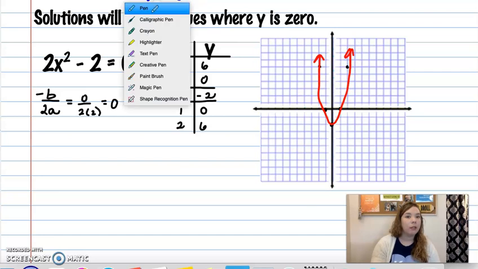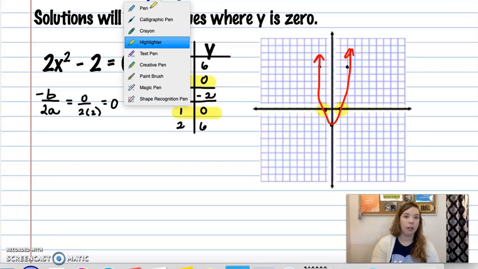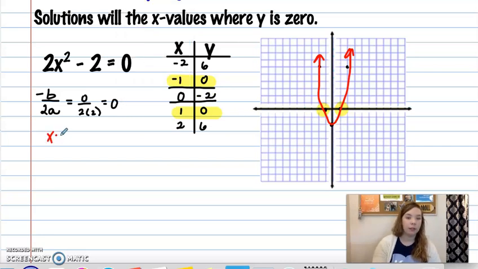But what we're looking for is where does it cross our x-axis? Or in our table, where is the y 0? And in our case, it is 0 at -1 and +1. So we will say x equals -1 and +1. And this is our answer. These are the x values that would solve our quadratic equation that would make it equal to 0. Okay?